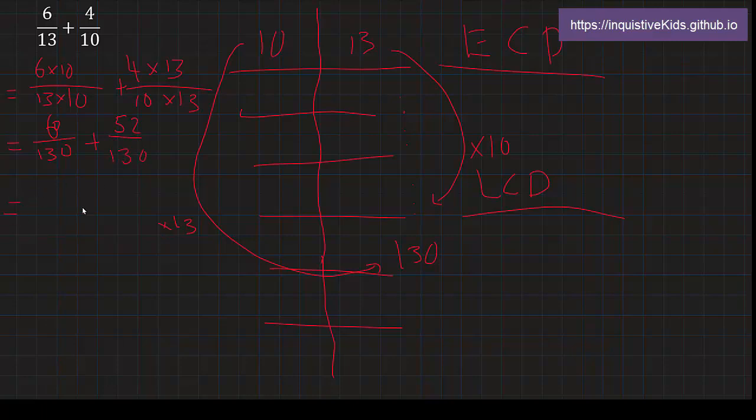We add, it becomes 112 over 130 because the denominator stays the same. And it simplifies down to 56 over 65.